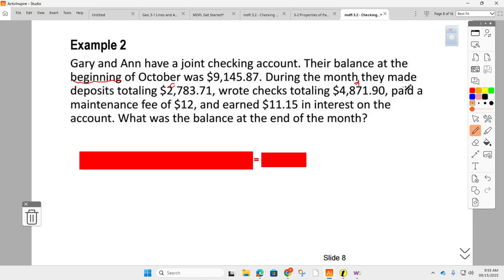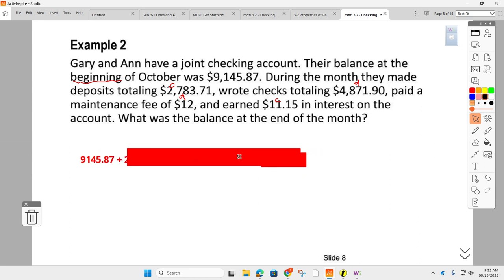They paid a maintenance fee of $12. Is that a debit or a credit, Jeremiah? Debit. And they earned $11.15 in interest. Is that a debit or a credit, Kevin? Credit. So, start with the beginning balance, add the credit, subtract the debit.